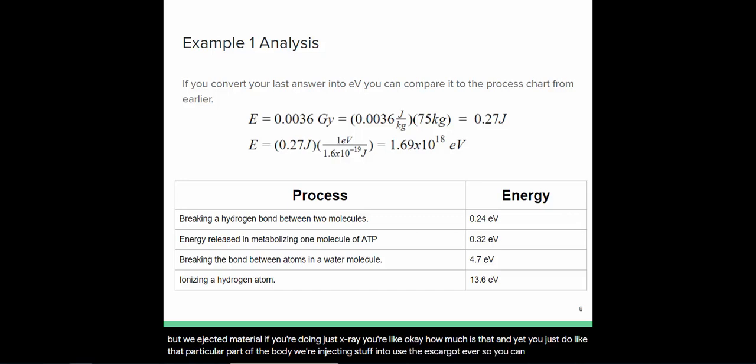So again, you compare this energy to how much energy it causes to do things. So like breaking a hydrogen molecule, energy released in one molecule of ATP, or the energy needed to ionize a hydrogen atom. You'll notice that this number of electron volts that we put into the person is significantly more than any of these. So.